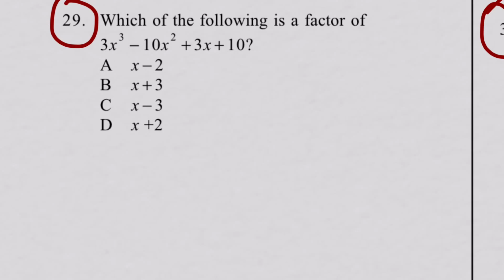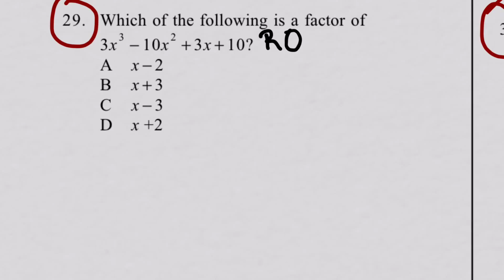So when they say which of the following is a factor, what they're really saying is when we divide this polynomial by these, do we get a remainder of 0? Because that's what it means to be a factor. Do you get a remainder of 0? So you're really checking if the remainder is going to be 0. Let me put that here to remind myself. I'm looking for remainder 0.